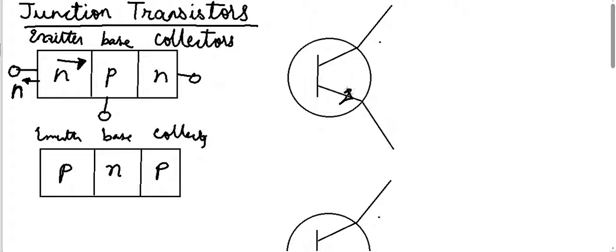Here this is the direction of current going away, and obviously this is the emitter. We denote the emitter with an arrow sign, because in an NPN junction the current will flow away from the transistor at the emitter, as I explained here.